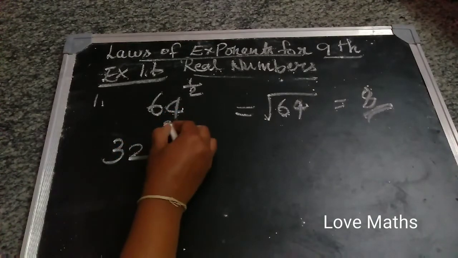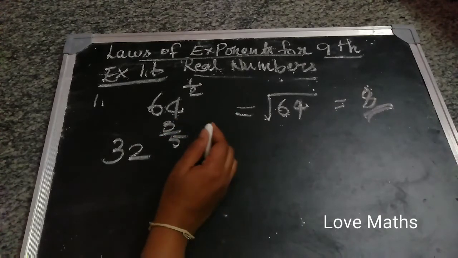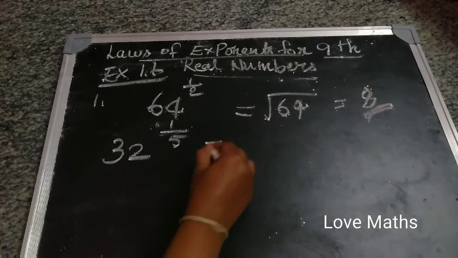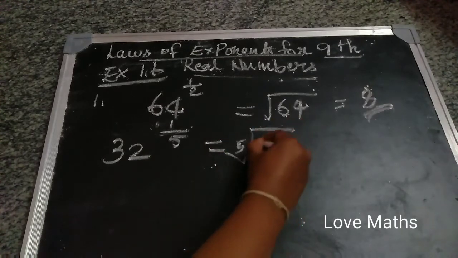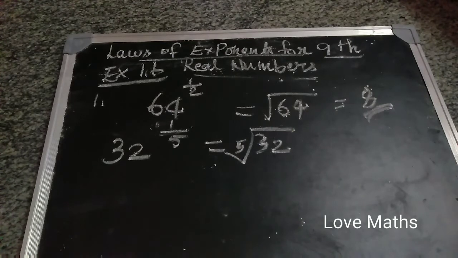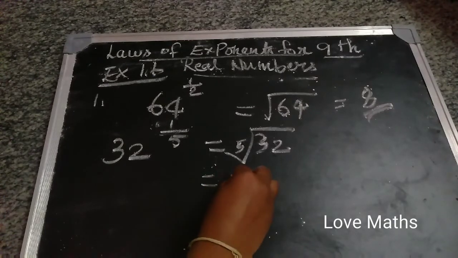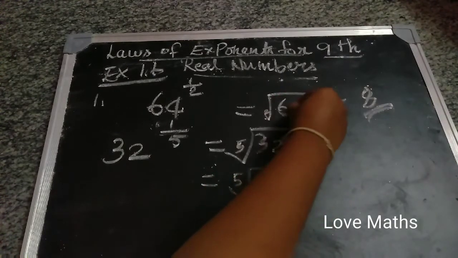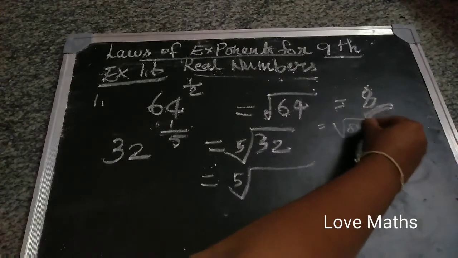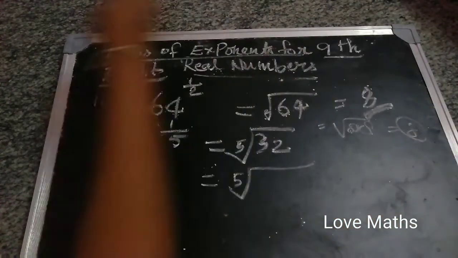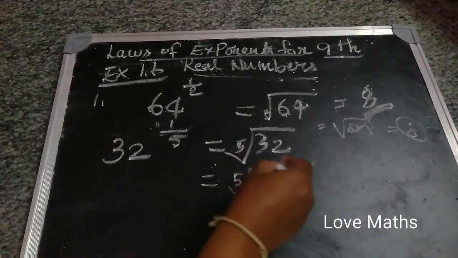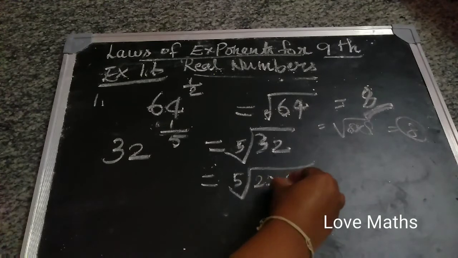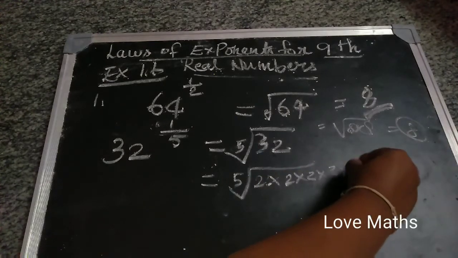So next one, 32 power 1 by 5. This is the 5th root of 32. What is the meaning of this? Inside the root, for the 5th root of 32, the numbers that are common we take outside. For example, for square root of 64 we write 8 into 8, 2 times, so we can take it outside as a single term. For 5th root, it means 5 times. 32: how to write? 2 into 2 into 2 into 2 into 2.